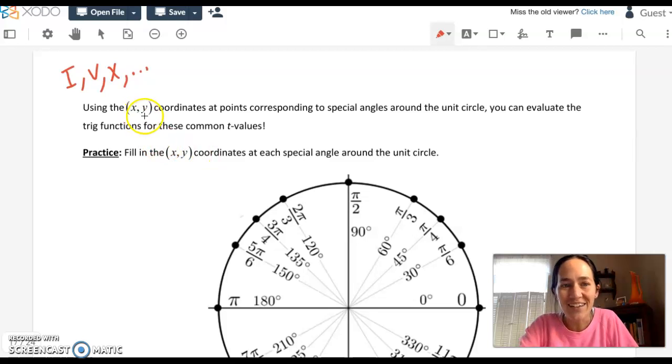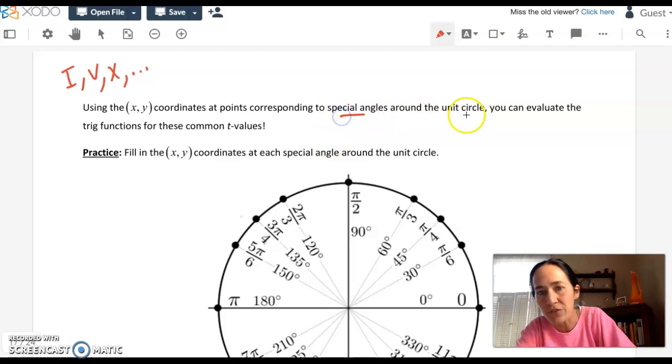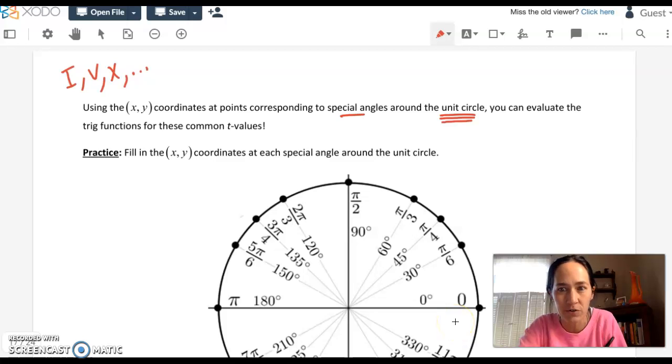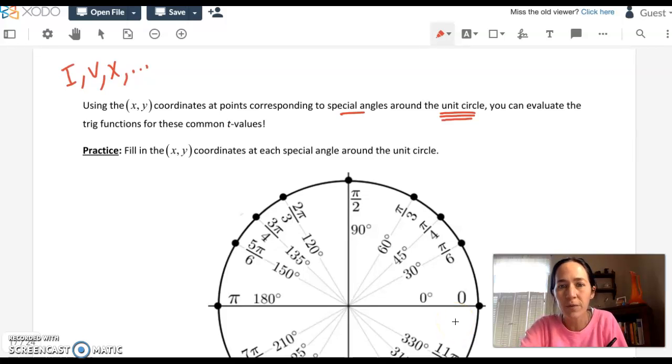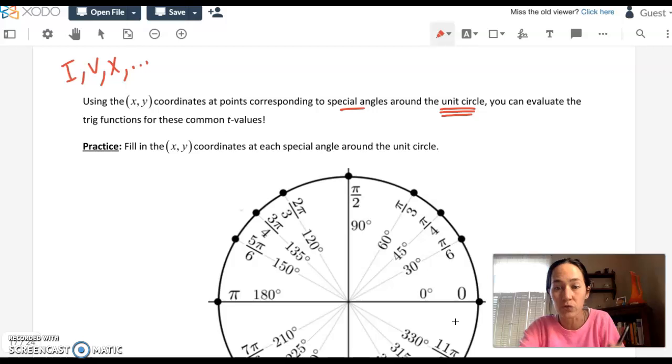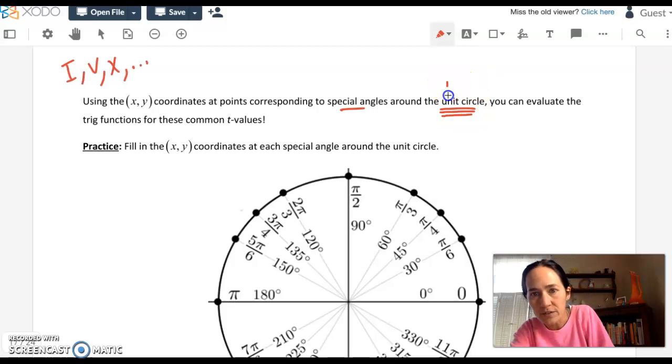It says, using the x and y coordinates at points corresponding to special angles around the unit circle. Have we talked about why this is called the unit circle? Because that's very important. Think about what about this circle is a unit? And that is the radius. The radius of the unit circle is 1 unit.